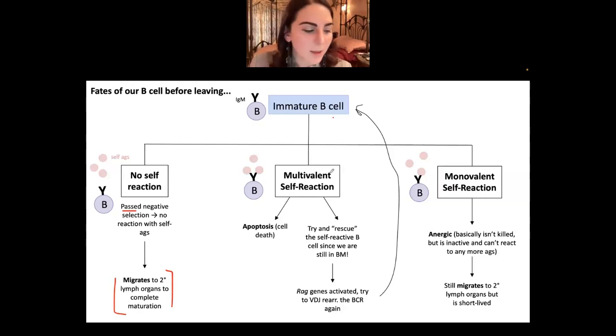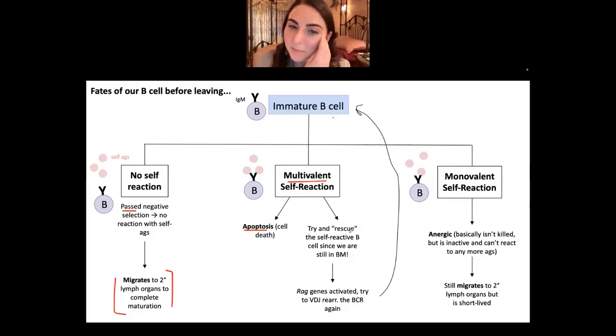What happens if my B cell binds super, super strongly to what's known as a multivalent self-antigen? So it's binding to multiple self-antigens at once. It either dies, so apoptosis, and again, this is negative selection. So this is not default. This is the body saying, no, you're dying. I'm selecting you to die.